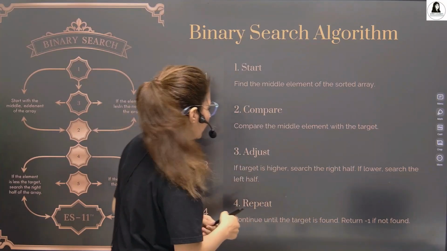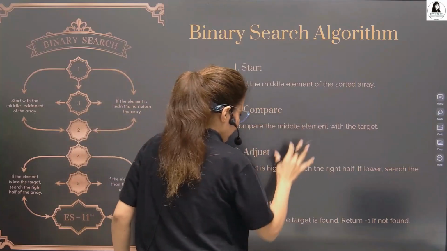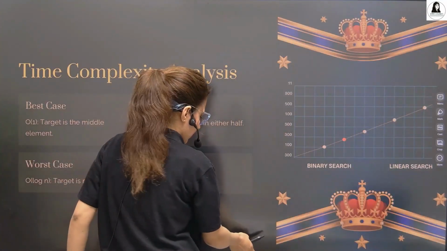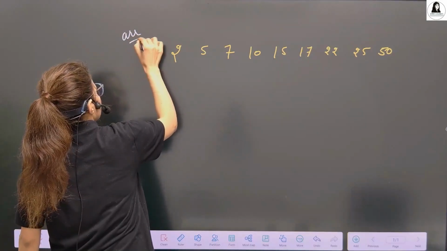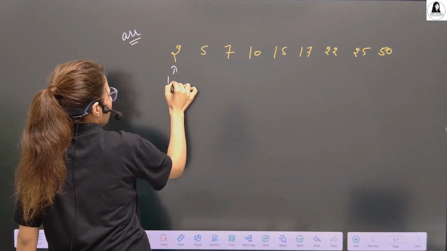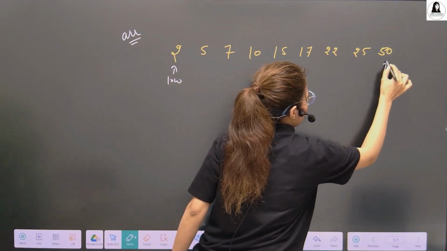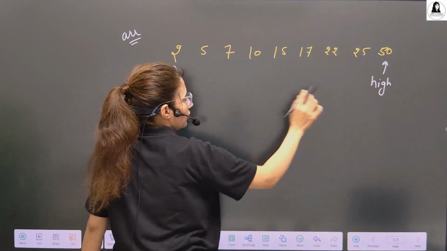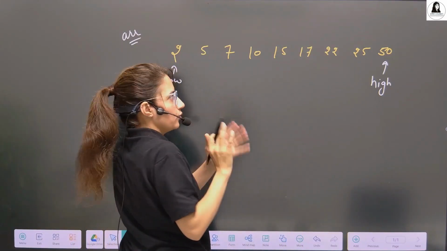Let me show you this. Let's take one example, and then we will analyze the complexity as well. Suppose we have this array. Here we have our low and here we have our high. You can take start and end, or i and j, whatever variable names you want.